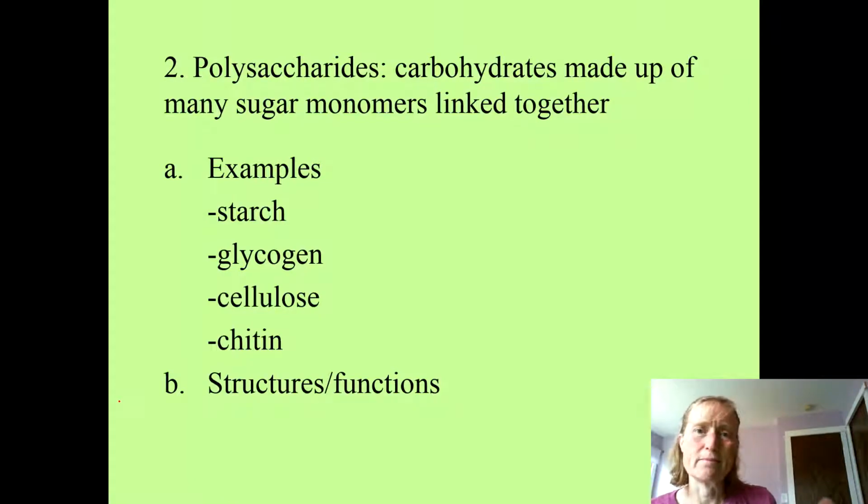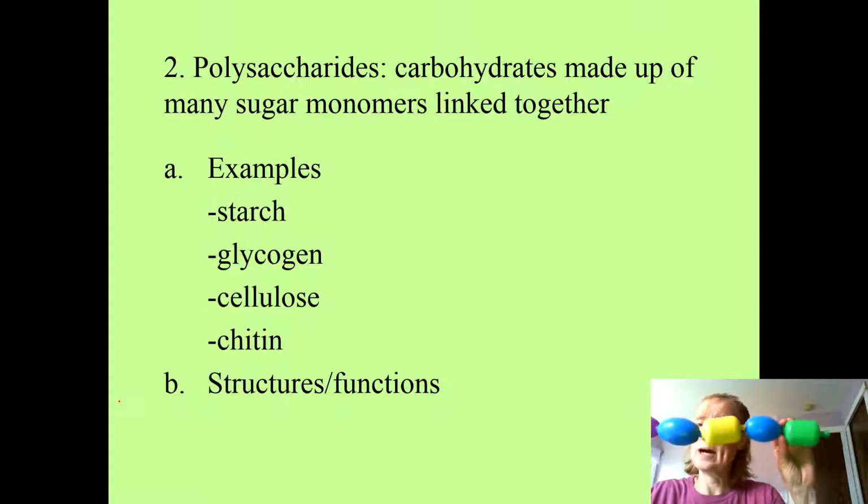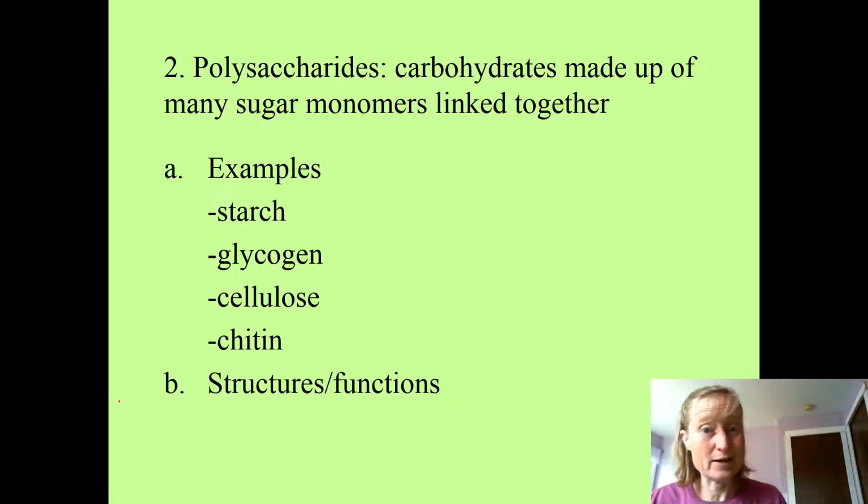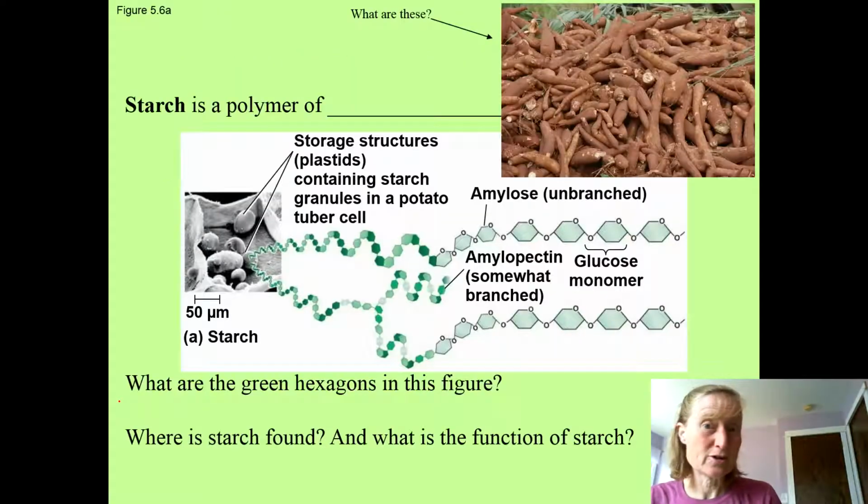Polysaccharides, the word means many sugars, are carbohydrates made up of many sugar monomers linked together, maybe hundreds or thousands of monomers. There are many different kinds of polysaccharides. Starches, yay, my favorite food. Glycogen, cellulose, and chitin. And what we're going to do is take a look at each of these examples and their functions separately. So we'll start with starch.